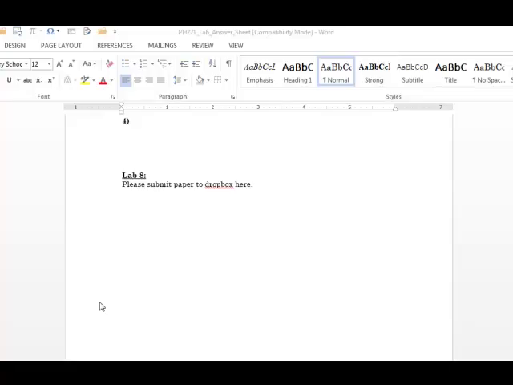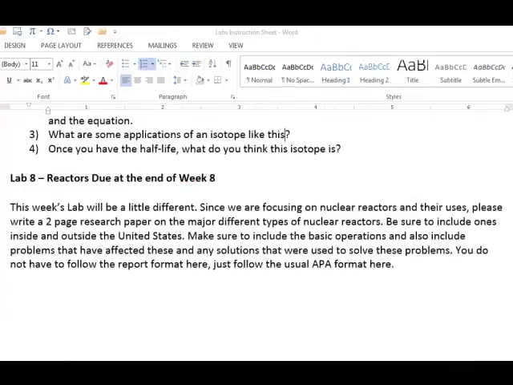Now this is a little bit different than normal. Instead of having actual calculations in labs, what I want you guys here to do is submit a paper. In particular, what I'm looking for you guys to do is write about reactors. Since this week we're focused on nuclear reactors and their uses, please write a 2-page research paper on the major different types of nuclear reactors.